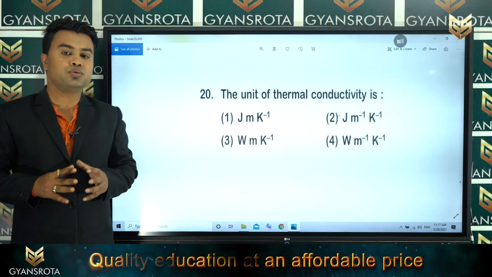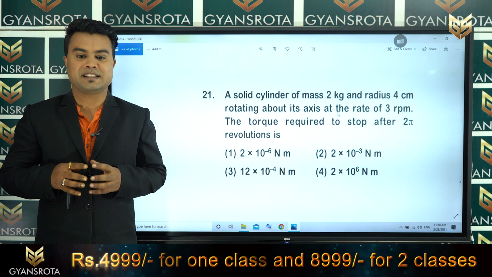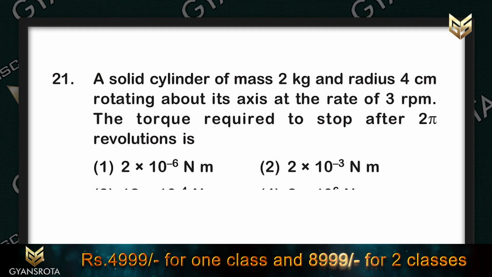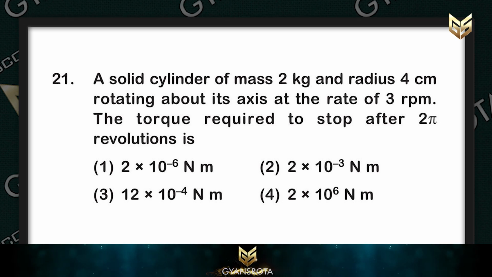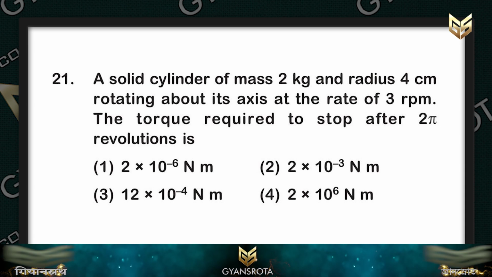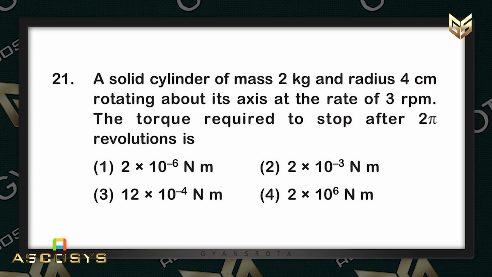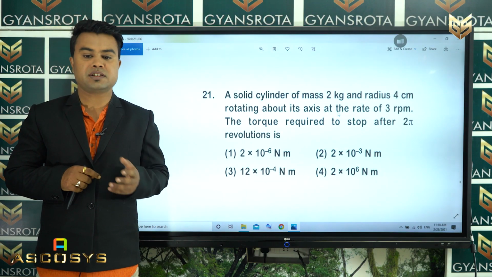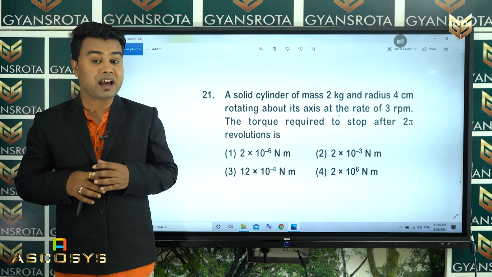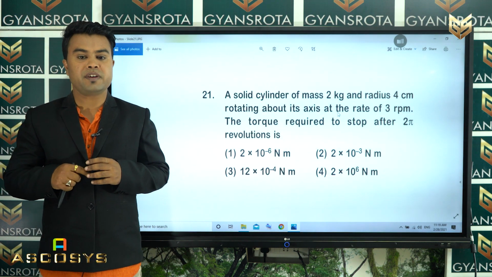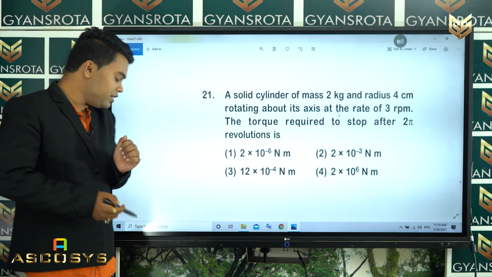So now let us move to the next question, that is question number 21. Question number 21 says, a solid cylinder of mass 2 kg and radius 4 centimeter rotating about its axis at the rate of 3 revolutions per minute. The torque required to stop after 2π revolutions is, you need to calculate the torque, and that is from the chapter system of particles and rotational motion, which is in class 11. If you study this chapter, this question would be very easy for you. Which formula you need to use, I will tell you that. Now later you will have to apply that.